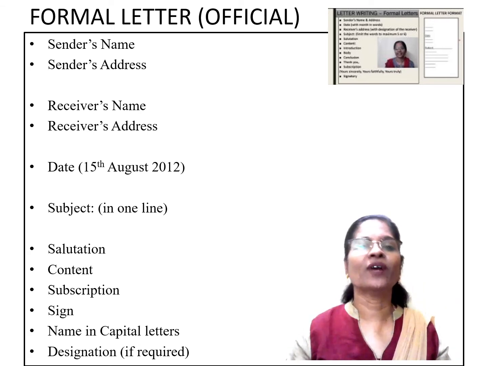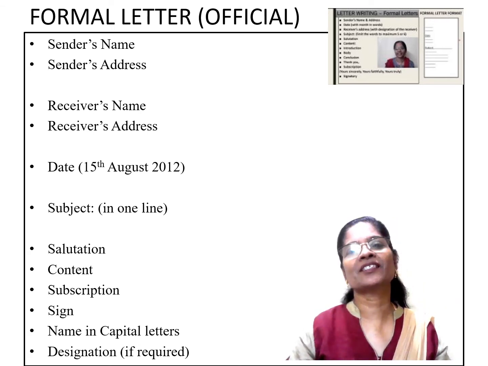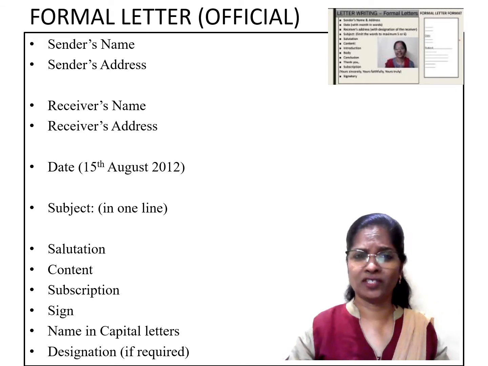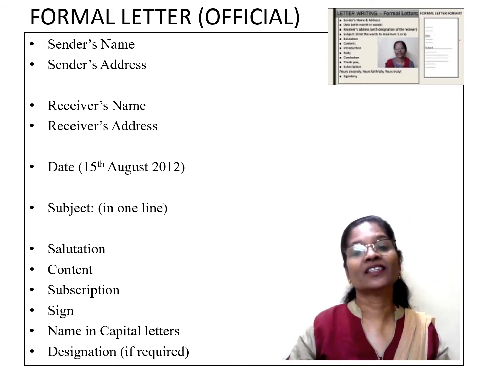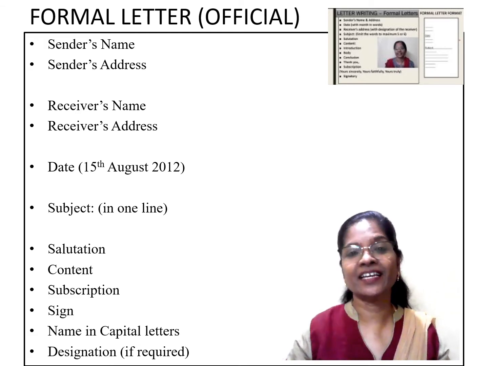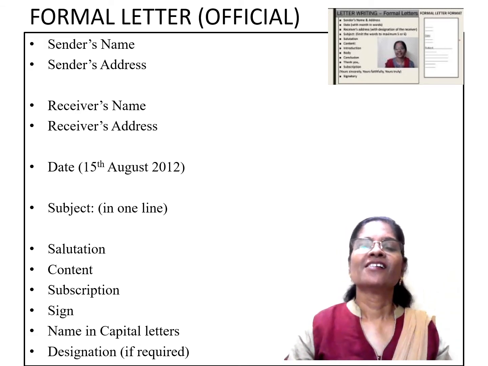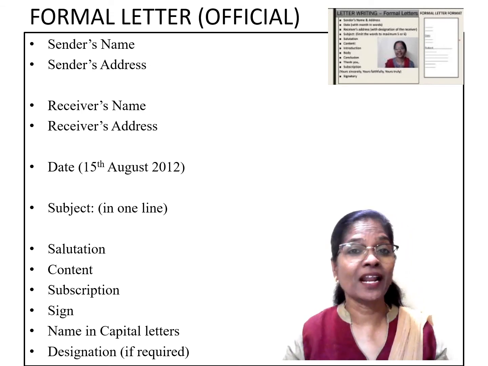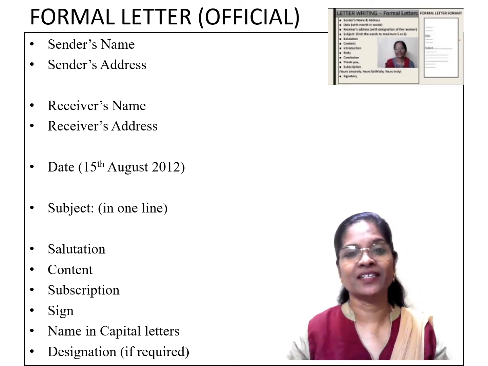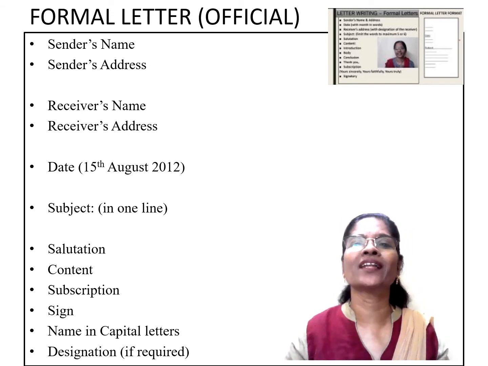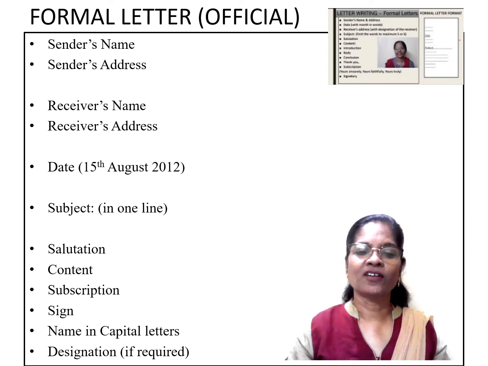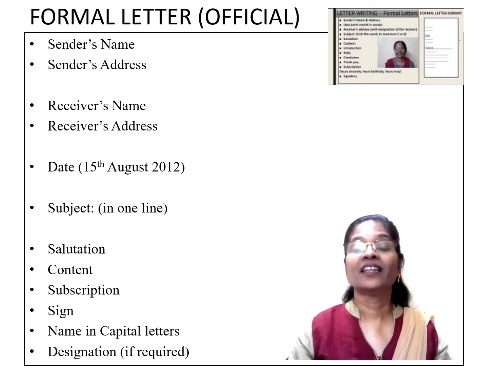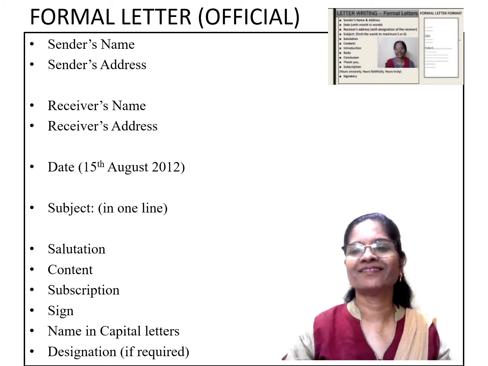But for now, one quick glance, the sender's name and sender's address, which is right on top, the receiver's name and receiver's address there, the date and how to write the date I've mentioned over here. The subject, which has to be just in one line. Don't make the subject a story by itself. The subject has to be just in one crisp line. The salutation, content, subscription, sign, name in capital letters and designation if required. It's optional.